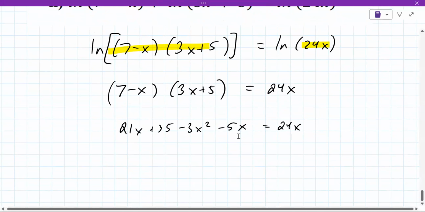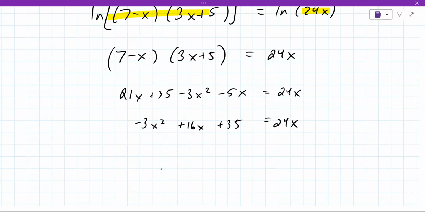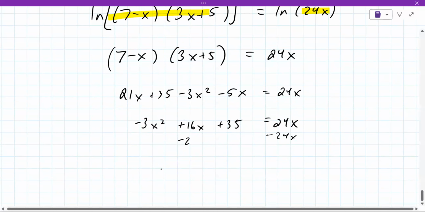Hopefully you remember that. 21x plus 35 minus 3x squared minus 5x equals 24x. Then you combine like terms. So this is minus 3x squared plus 16x plus 35 equals 24x. I'm actually going to move everything to the right because I want that 3x squared to be positive. Or you can move this left and negate everything. That's okay too, and that's probably the more common way to do it.